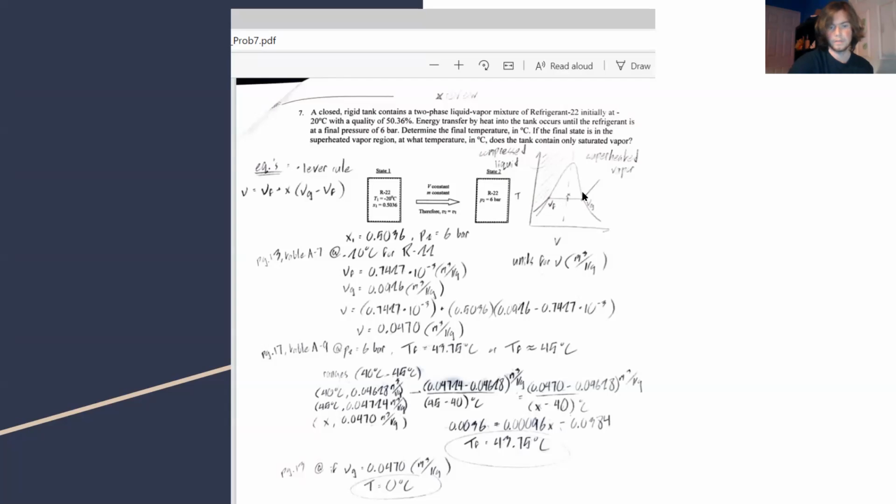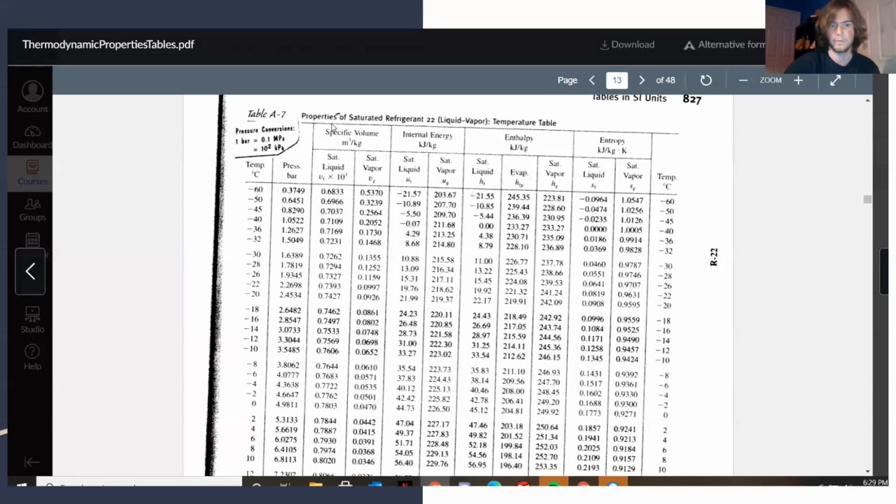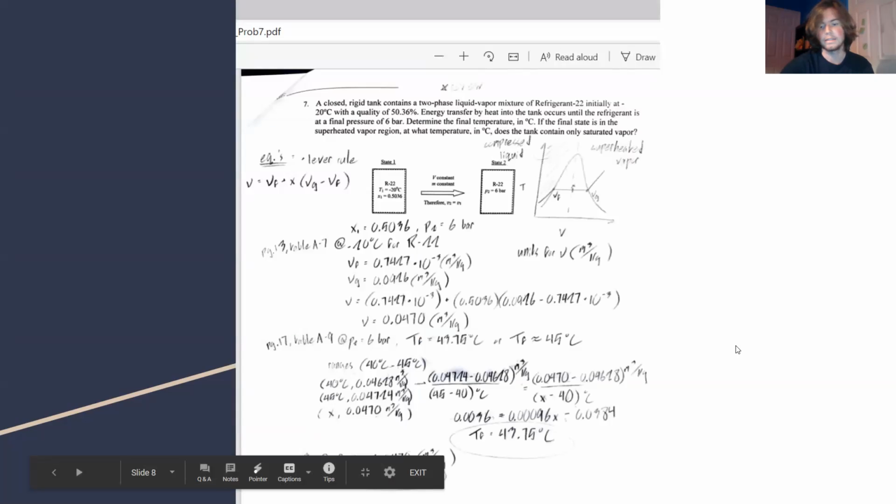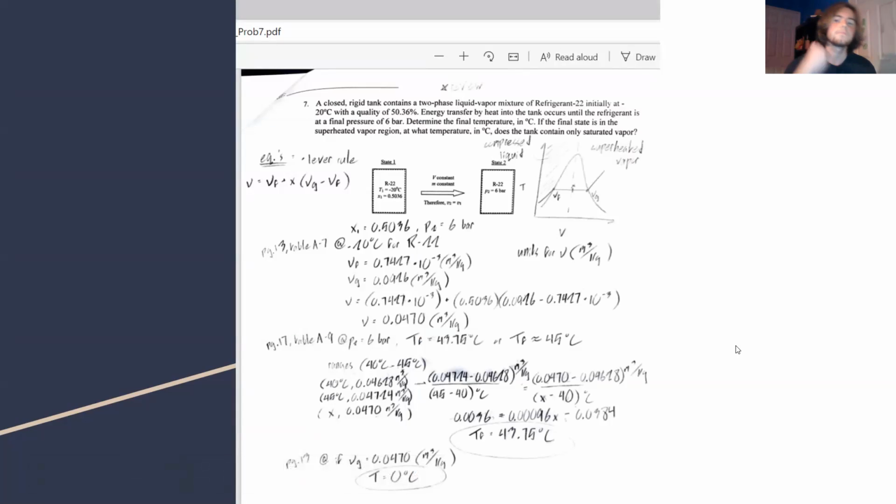To do that, you go back to table A7 from before, look at the saturated vapor column, and look for 0.0470, and it's right there. You don't even have to use the lever rule. So go to the temperature here, and it's 0 degrees Celsius. And that is how I got 0 degrees Celsius. And yeah, that's pretty much it. That's how you do number 7.